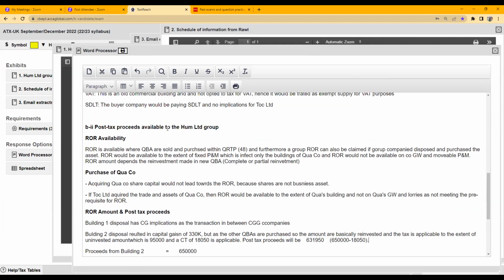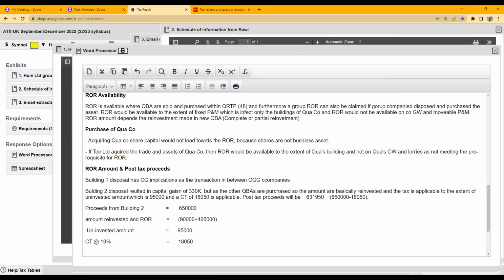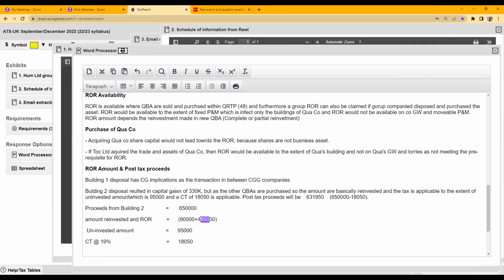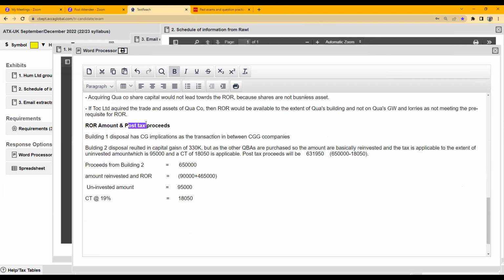So we have addressed all of the questions in part B2. First of all, we discussed the availability of rollover relief. Then we discussed the purchase of QACO, considering both options, the share capital and acquiring the traded assets. If shares are acquired, no rollover relief will be available. If the traded assets are purchased, then ROR would be available to the extent of the building value, which is 465,000. Then we concluded the discussion by calculating the amount of rollover relief and the post-tax proceeds. Rollover relief can be claimed to the extent of the asset purchase within the other group company and the asset purchase from TOC Limited, and the only asset which qualifies for ROR is QACO's building.